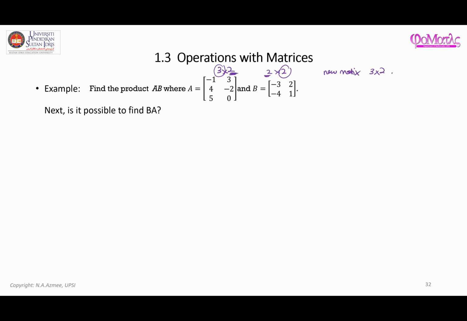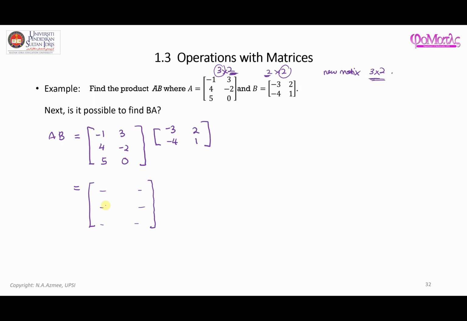Okay, let's try to get the result of multiplying matrix A and B. What is A? A is [-1, 3; 4, -2; 5, 0], and we multiply that with B, which is [-3, 2; -4, 1]. As I said just now, the new matrix is going to have size 3 by 2, so we can start thinking of having 1, 2, 1, 2, 1, 2. This is a 3 by 2 matrix, and we need to think of the values to fill in these positions.